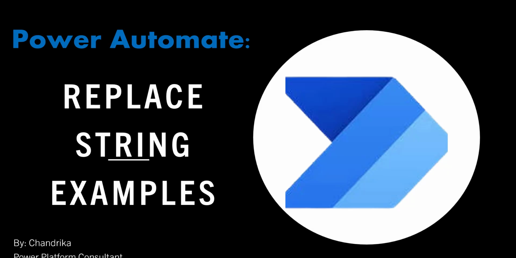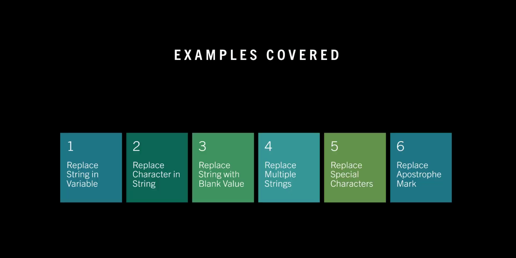So today in this session, we are going to cover the topic of replacing string values in Power Automate. Here we are going to discuss 6 examples based on string value replacement. These are the 6 examples that I will show in this video: replace a string in a variable, replacing a character in a string, replace a string with a blank value, replacing multiple strings, replace special characters in a string, and replace apostrophe mark. So these are the 6 examples that I am going to cover in this video.